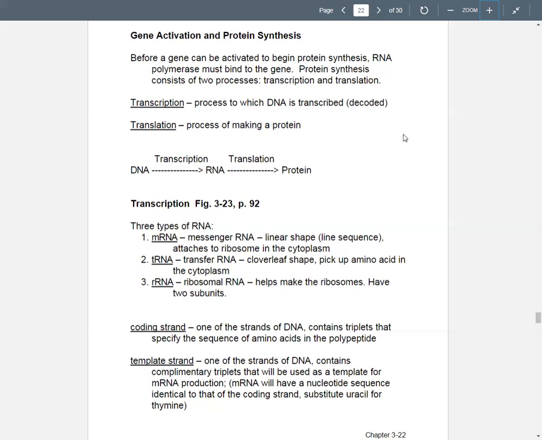Next type of RNA is transfer RNA, or tRNA for short. It has kind of a clover leaf shape, like a 3-leaf clover or 4-leaf clover. Its job is to pick up an amino acid in the cytoplasm and essentially bring it to the ribosomal RNA, which is the third category, or rRNA. Its job is to help make up the ribosomes. Typically, they're going to have two subunits of rRNA. You have a big subunit and a small subunit.